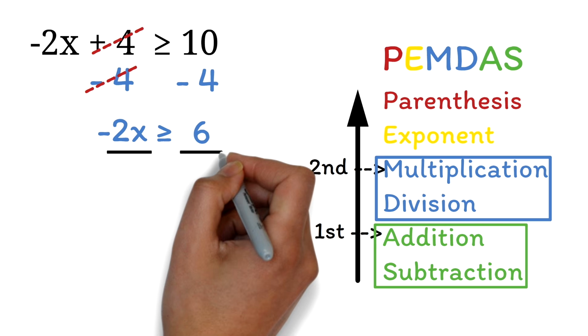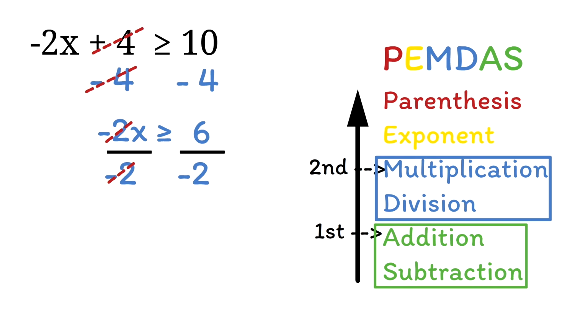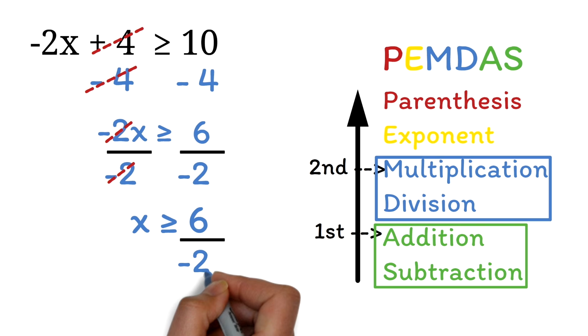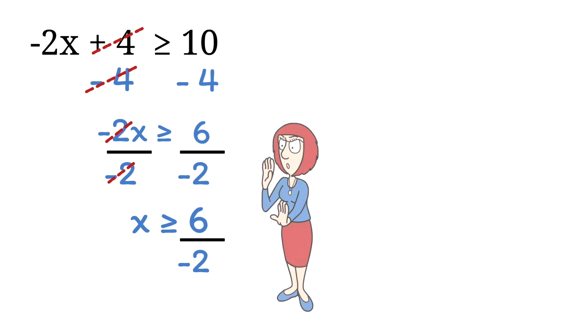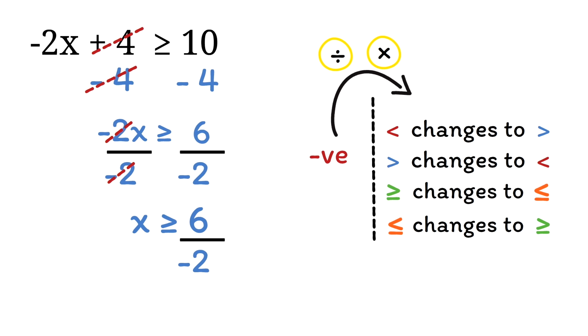Next, we divide both sides of the inequality by negative 2, and this gives us the expression x is greater than or equal to 6 divided by negative 2. But something else happens here. Whenever a negative number is divided or multiplied across an inequality, the inequality sign reverses to its opposite. So since the initial sign is greater than or equal to, after dividing across by a negative number, the sign changes to less than or equal to.